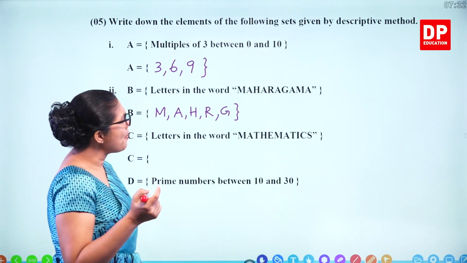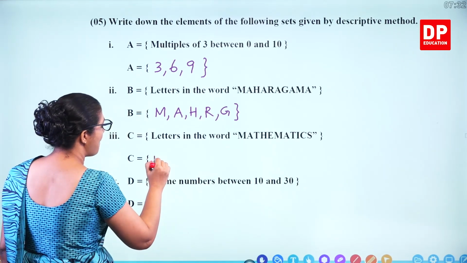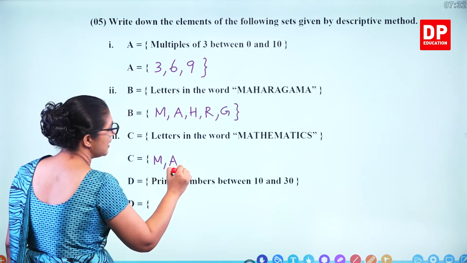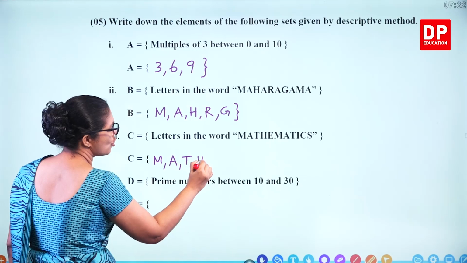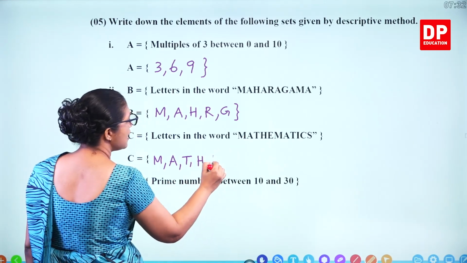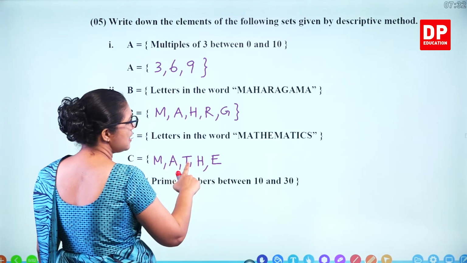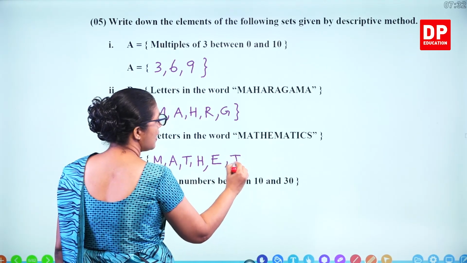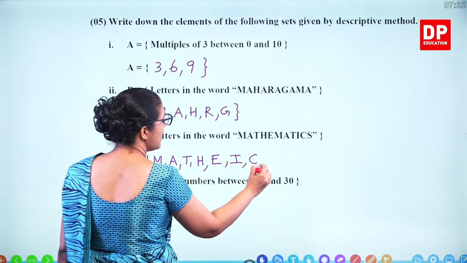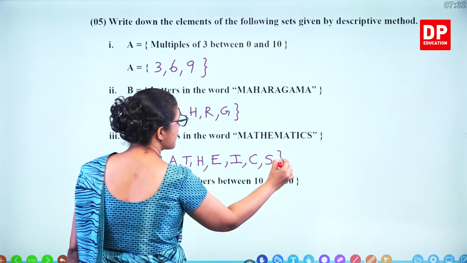Letters in the word mathematics. M, A, T, H. Then E, M, you can't write it again. A, you can't. T, I, C, S. Mathematics.